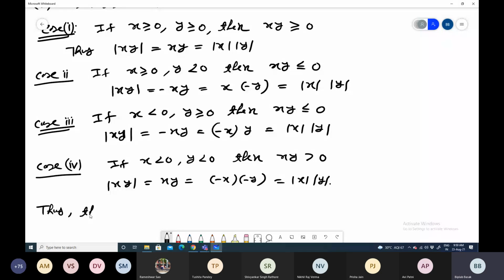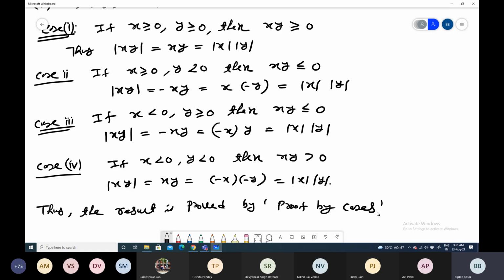So thus the result is proved by cases, right? So therefore we can divide the domain into 4 portions, right? And each portion, that is in each part, we have named it as case 1, case 2, case 3, case 4, and each case we can prove, right? So therefore the theorem is proved, and this is called proof by cases.